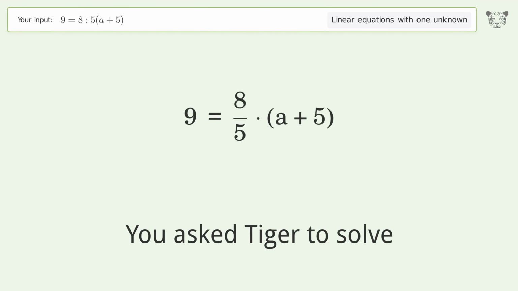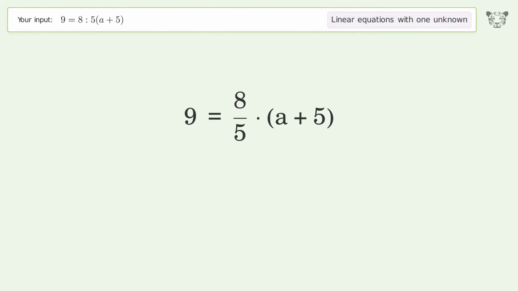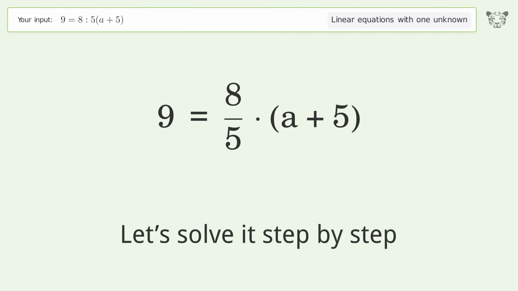You ask Tiger to solve. This deals with linear equations with one unknown. The final result is a equals 5 over 8. Let's solve it step by step.